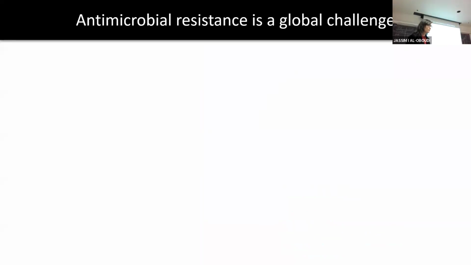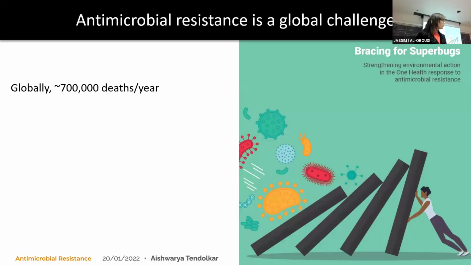So you're probably all very familiar that antimicrobial resistance is a growing public health challenge. Prior to the SARS-CoV-2 pandemic, the World Health Organization had named antimicrobial resistance as the #1 public health challenge. So globally, around 700,000 deaths are caused by drug-resistant infections each year. And these deaths are predicted to increase by 2050 to around 10 million deaths per year. So we really need to have this concerted effort to change the way that we're addressing drug-resistant infections.